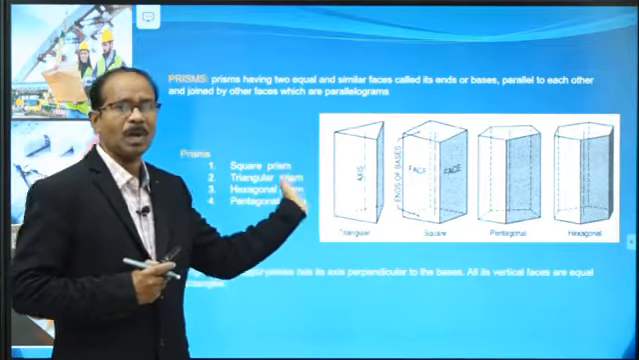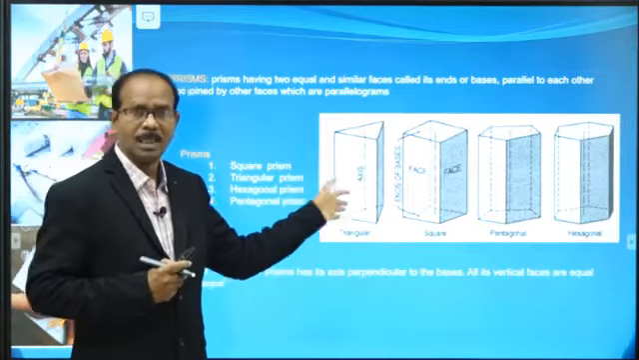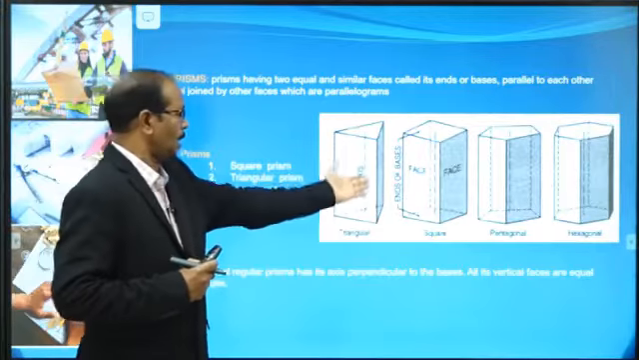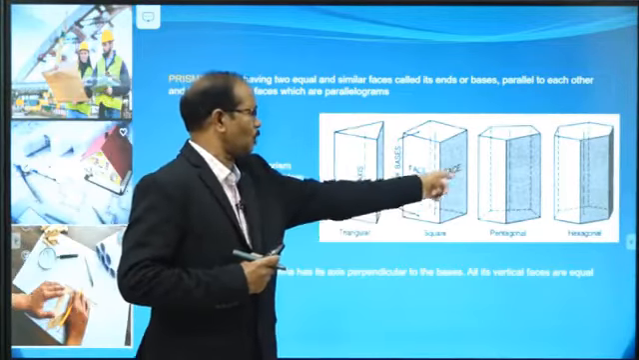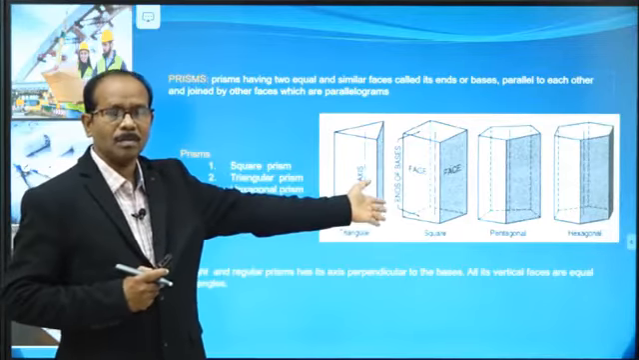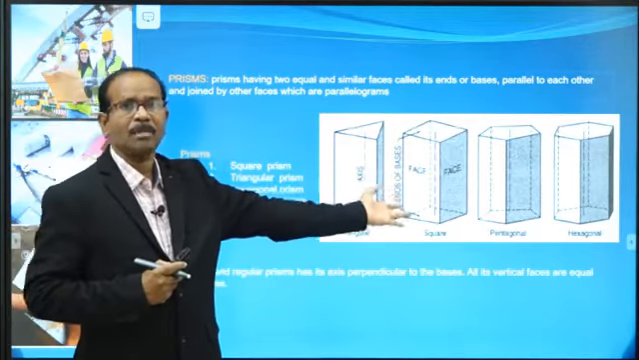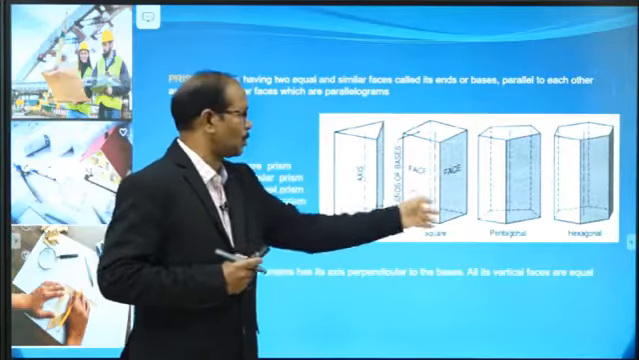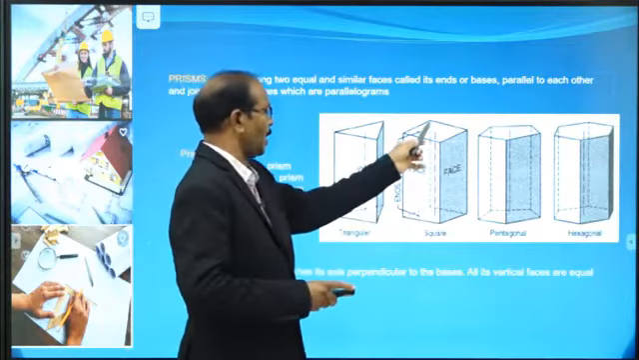So let's observe that these concepts are already implemented in these diagrams. Let's observe this one. Now 1, 2, 3. One more backside edge is not visible to you. The backside edge of the square prism is not visible, so that is represented with a dotted line.